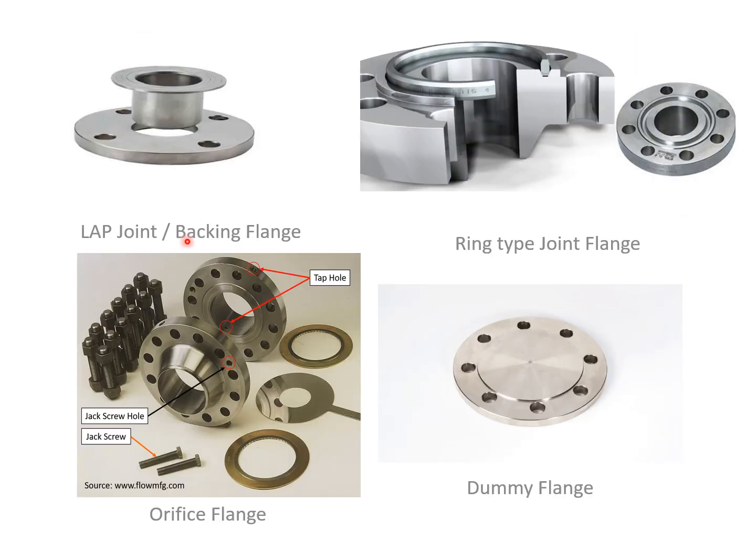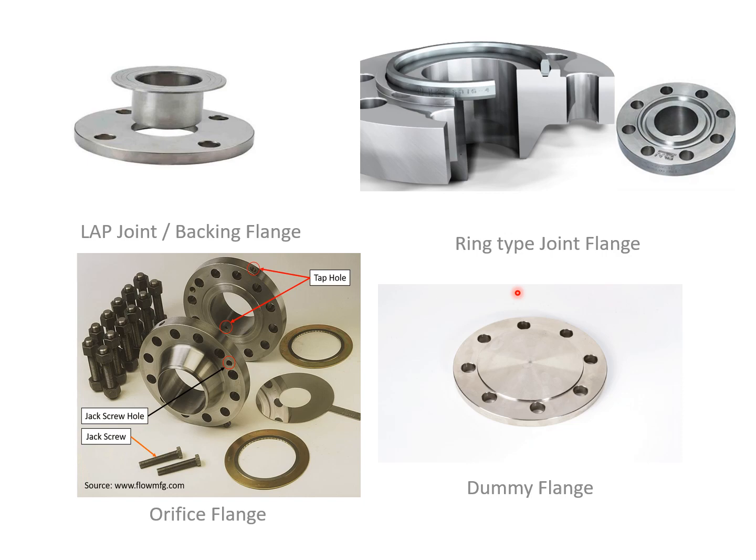Next is lap joint backing flange. This is stub bend and backing flange. So, ring type joint flange. The face here, if you see, there will be a ring. Orifice flange will have a small orifice, and this type of flange is normally used where we have a measurement with orifice plate, and there is a dummy flange to blind the pipe.